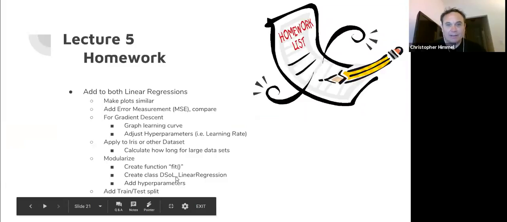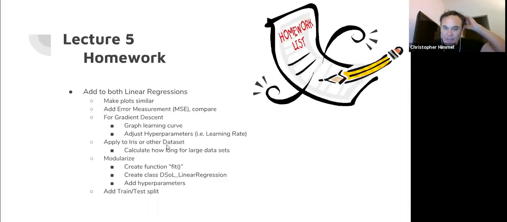Okay, and then part of this modularization is creating a class, linear regression. Call it DSOL, deeper sided learning, linear regression. And then add hyperparameters to that, so we can set hyperparameters when we create it, when we instantiate it. And also add train and test split to this, but with another data set.